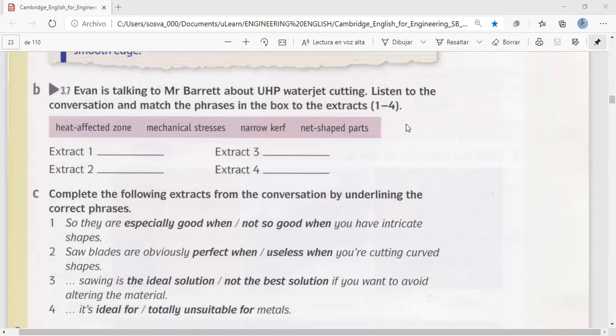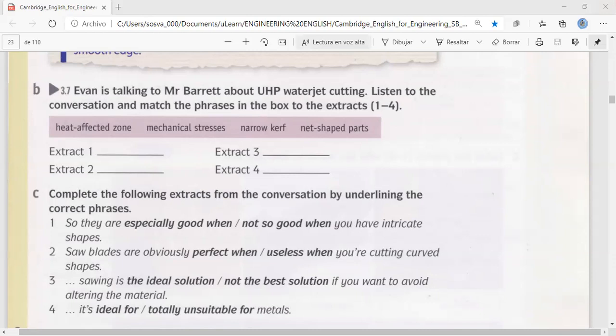So sawing is not the best solution if you want to avoid altering. And the last, I think, is ideal for metals. Okay. Do you want me to play the listening? Yeah. Okay, listen carefully.